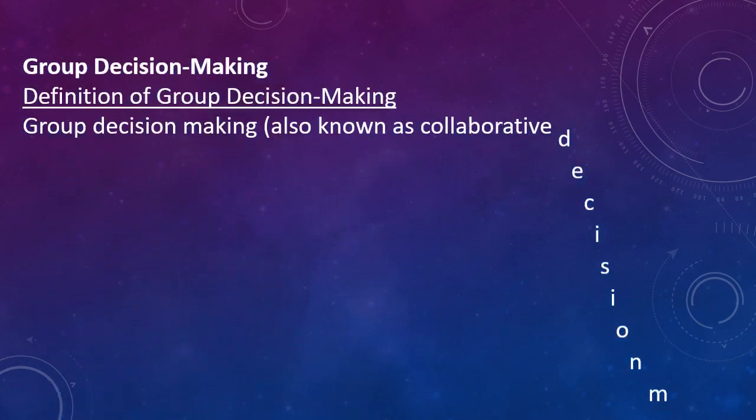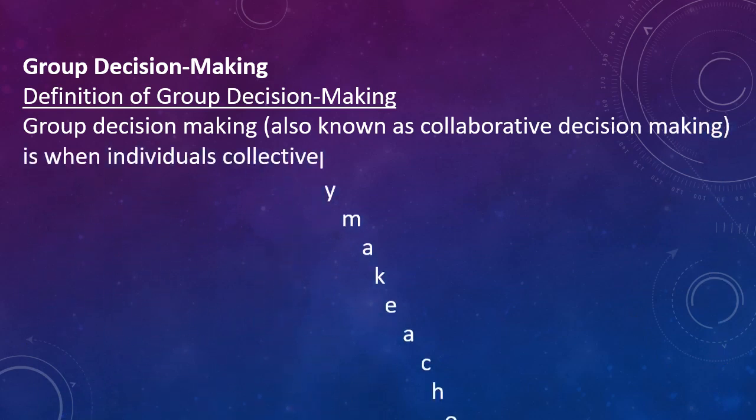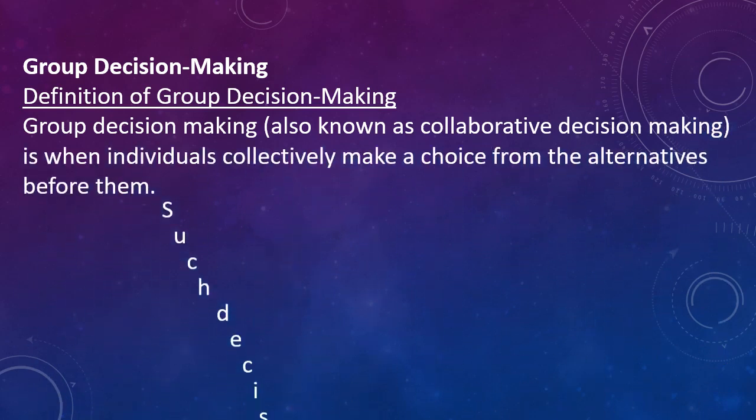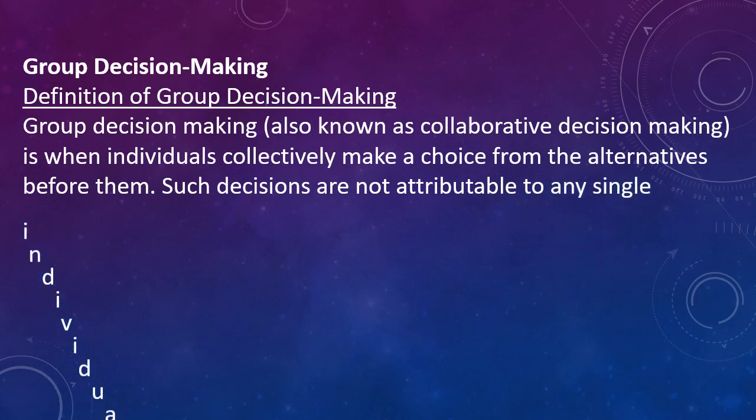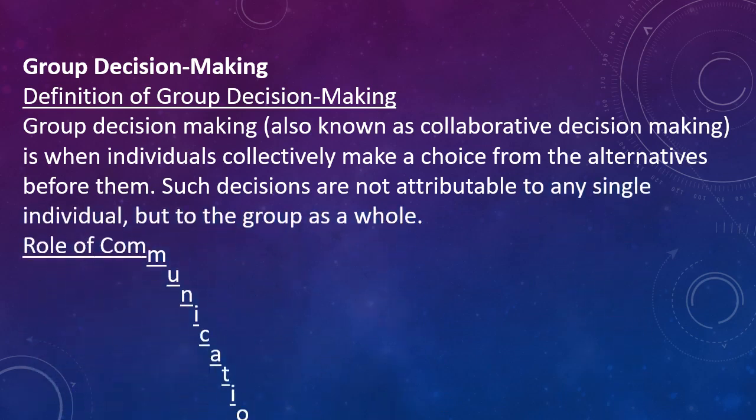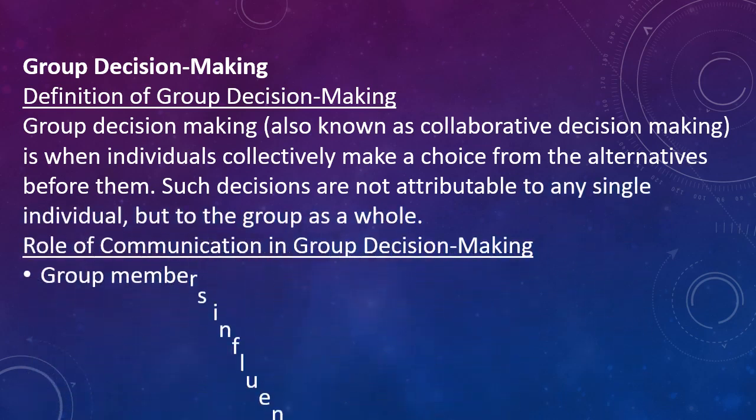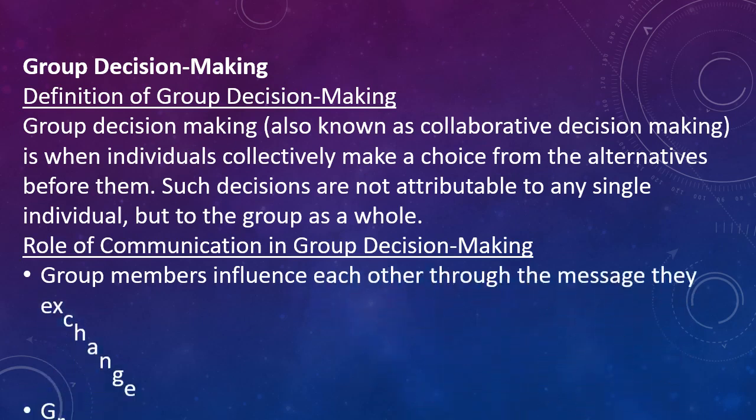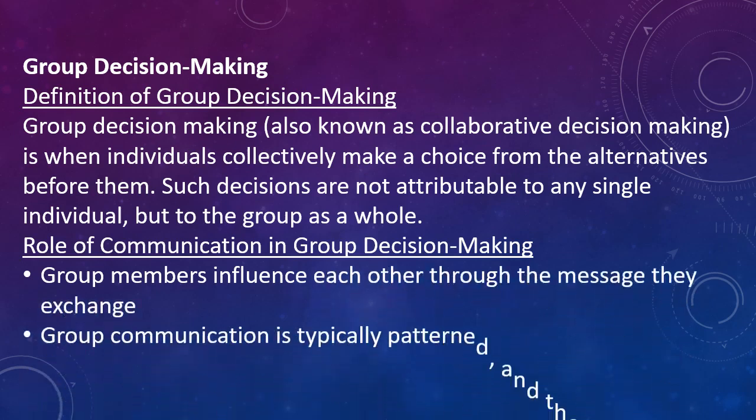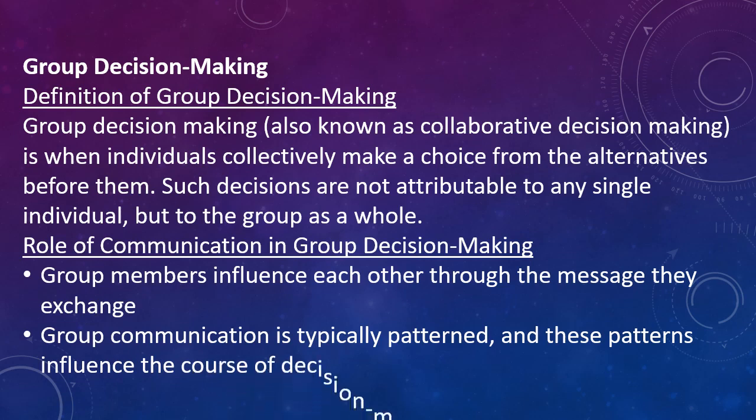Group decision-making. Definition of group decision-making. Group decision-making, also known as collaborative decision-making, is when individuals collectively make a choice from the alternatives before them. Such decisions are not attributable to any single individual, but to the group as a whole. Role of communication in group decision-making. Group members influence each other through the messages they exchange. Group communication is typically patterned, and these patterns influence the course of decision-making.